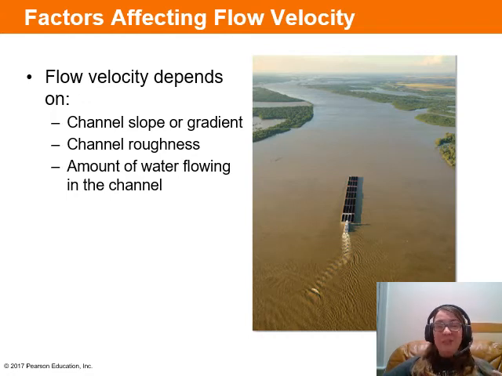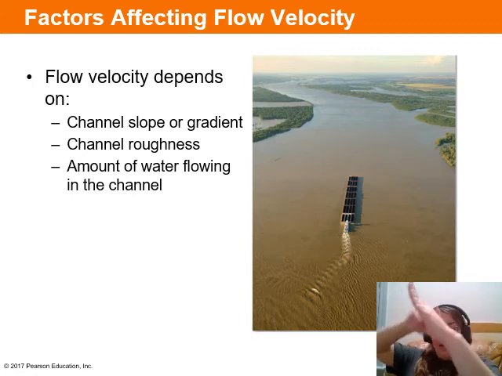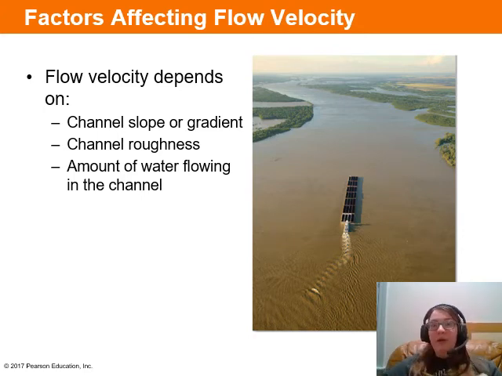But if I find a really steep hill nearby, get my bike up to the top and then start rolling down, very quickly, I'm going to start flying down a steep hill. So the steeper our slope or our gradient is of that river channel, the faster the water is going to move, or the higher the flow velocity will be.